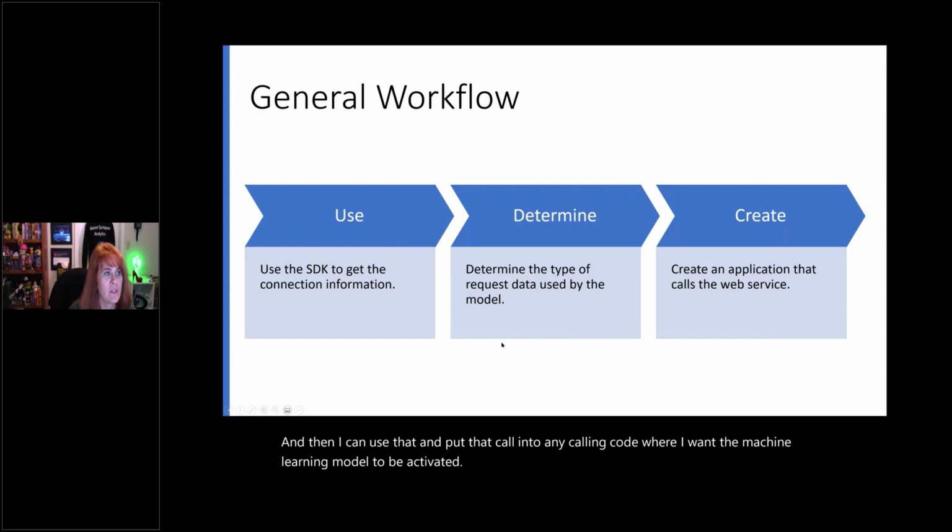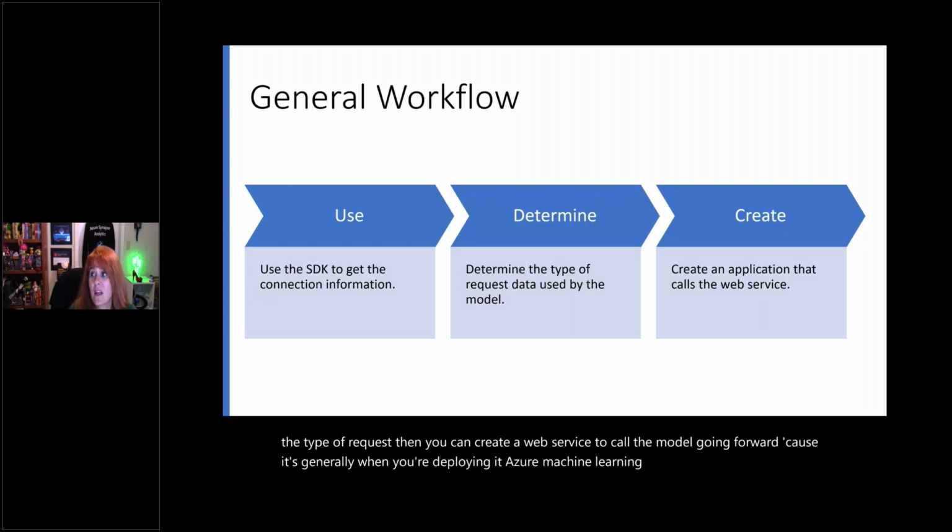So generally speaking, you use the SDK to get the connection information, you determine the type of request, and then you can create a web service to call the model going forward. Because generally, when you're deploying an Azure machine learning model, it creates a REST API, and you can send data to that API and receive the prediction returned by the model. And you create the web service when you deploy to the Azure Container Instance, Azure Kubernetes, or field programmable gate arrays if you want to do it that way. And you can create images from these registered models and storing files. And that URI can access the web service by using the machine learning SDK as well.